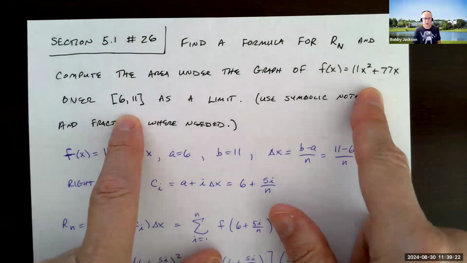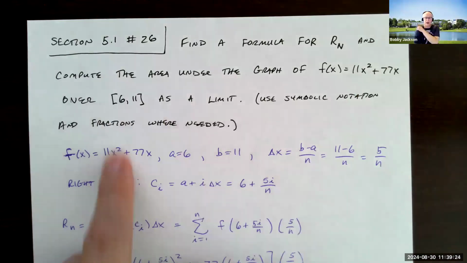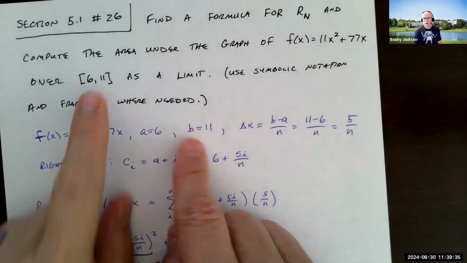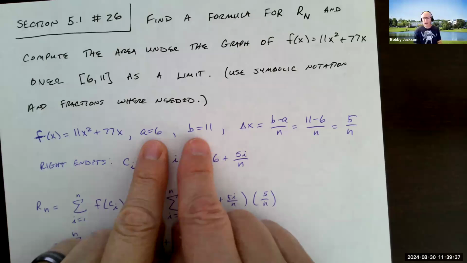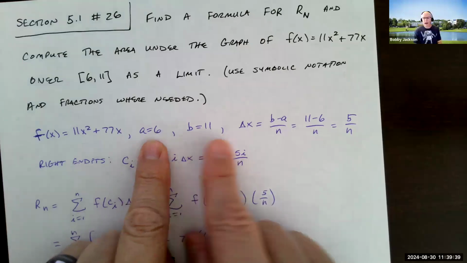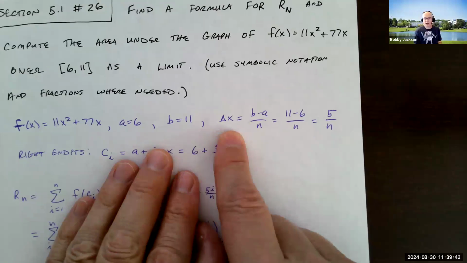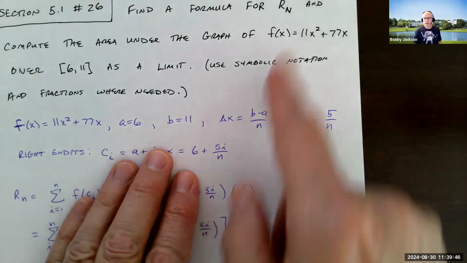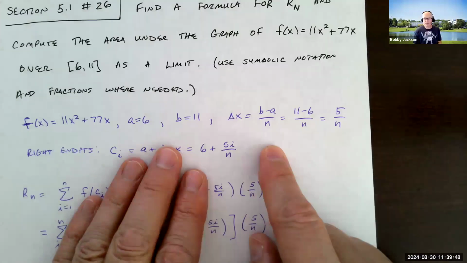So we're going to find that area under the curve. Okay, so just to reiterate, here's my function. The interval is going from 6 to 11. Remember, we usually talk about going from A to B. A is 6, B is 11. And the width of each of our n subintervals is (B minus A) over n. Again, I'm using lowercase n instead of capital N. So that's going to be 5 over n when we calculate that.